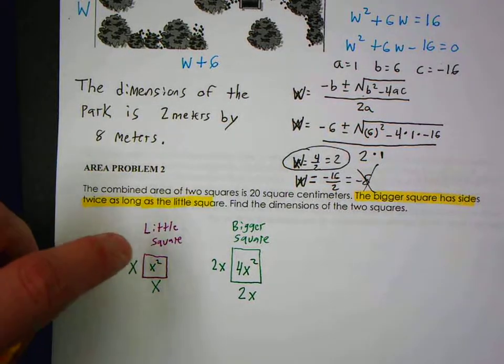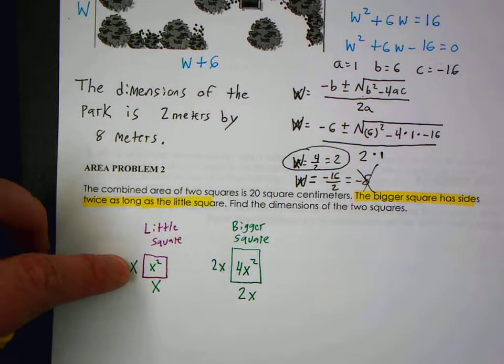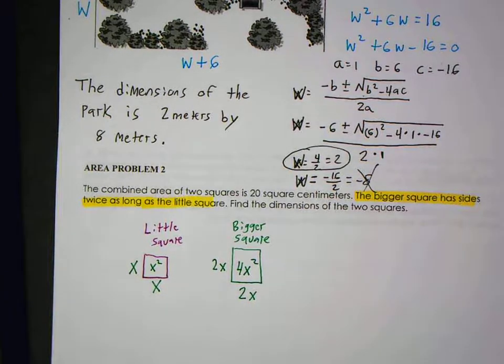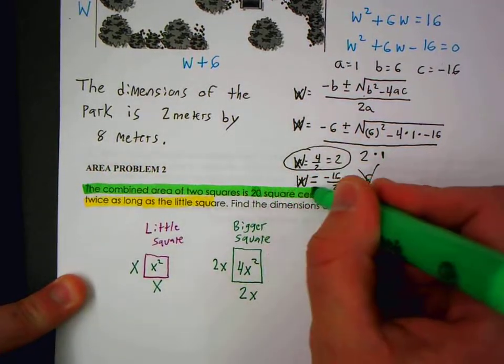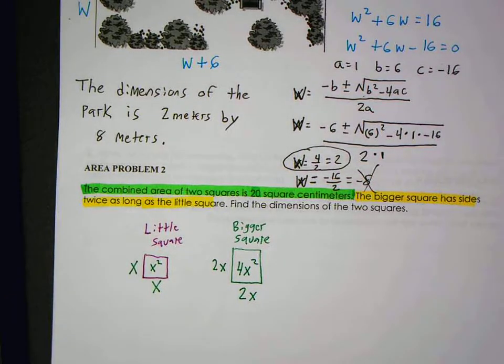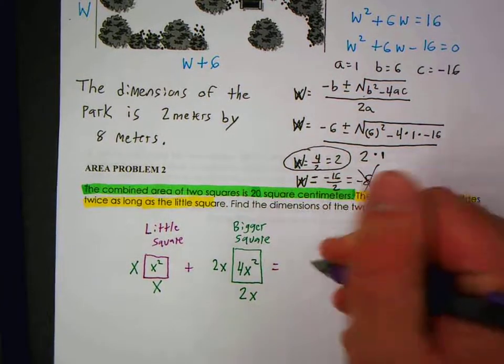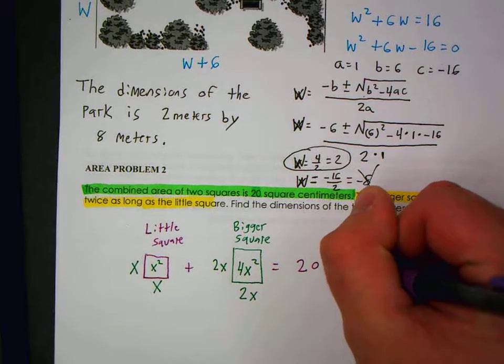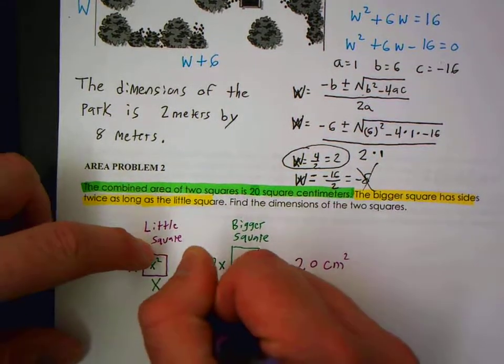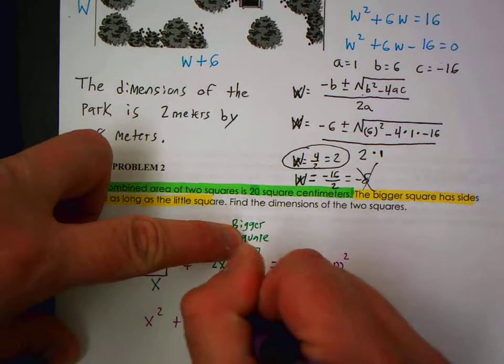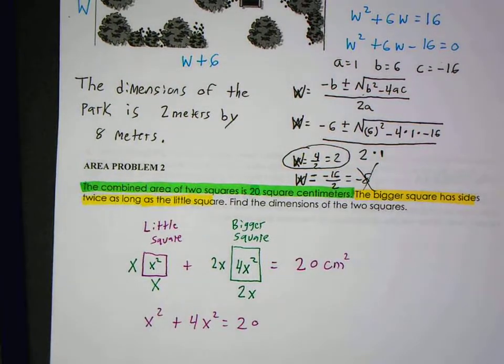So now we know the area of the little square is x squared. The area of the big square is 4x squared. And they tell us the combined area of the two squares is 20 square centimeters. So they tell us that x squared plus 4x squared equals 20 square centimeters. So my mathematical formula will be x squared plus 4x squared equals 20. Does that make sense so far?